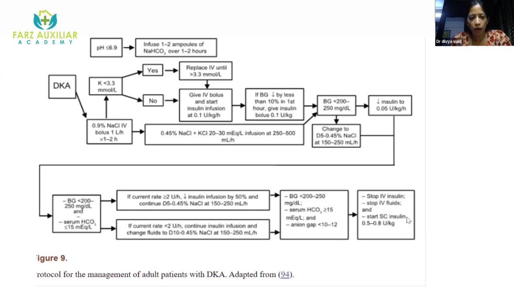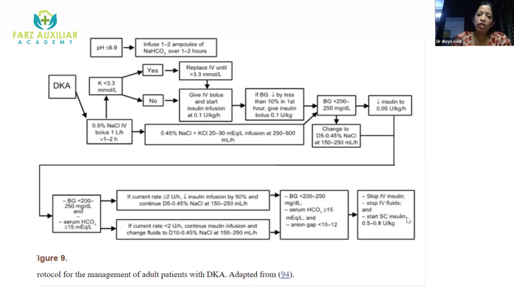Once you start with your fluid correction, you have to monitor your electrolytes as well. The second thing you do is start your insulin infusion. You have to start insulin infusion when your potassium level is more than 3.3. So do not start insulin infusion without correcting the potassium, because it is going to worsen your hypokalemia. You start your insulin at 0.1 unit per kg as a bolus, then 0.1 unit per kg per hour.